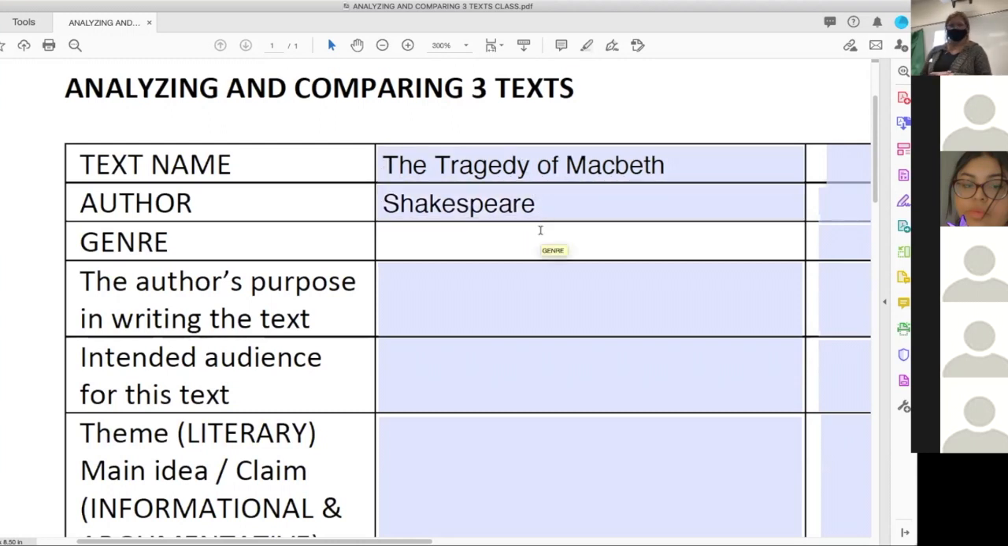So genre of text refers to what kind of writing is it? So what kind of writing was Macbeth? Is fiction, it's a tragedy, and even in its writing style, was it a book? It's poetic, it's a play, yeah. So for genre, we're gonna say a dramatic tragedy.